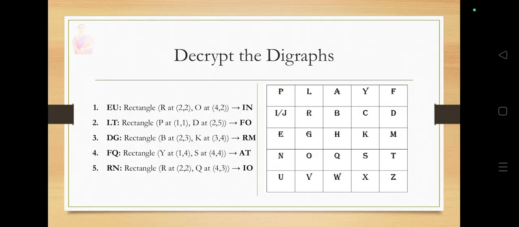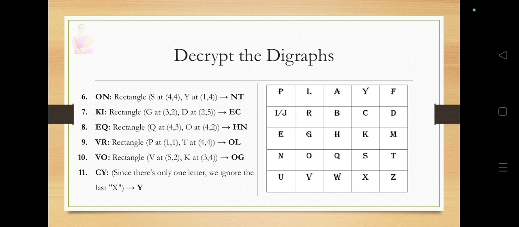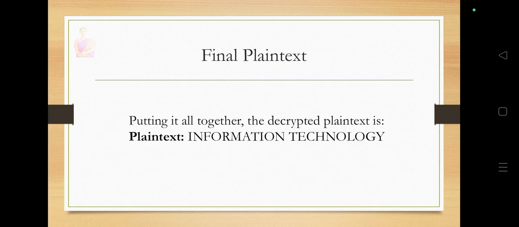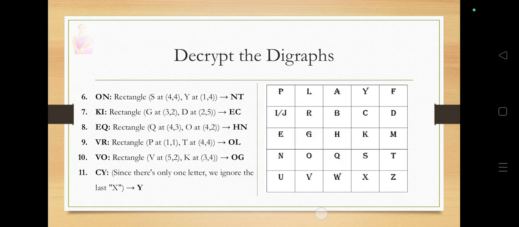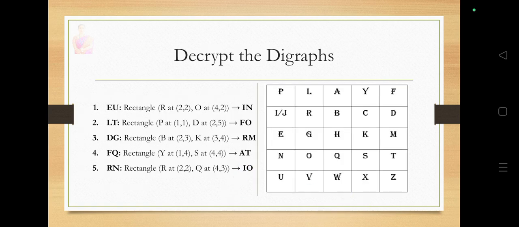I have done the decryption technique also. I have solved it and written the decryption's answer here. You just take time to solve the decryption technique and check the answers with the PPT, right? So the final answer in the plain text will be information technology, right? So we have decrypted it from the ciphertext. So the ciphertext is given here.